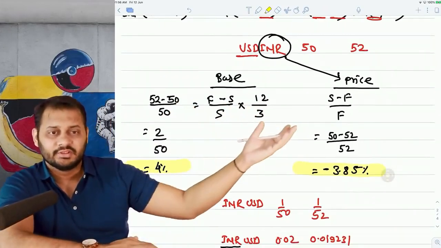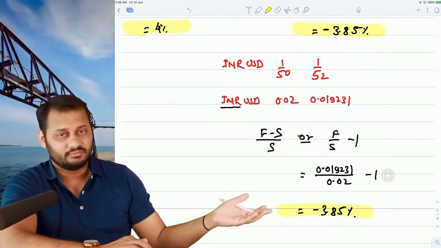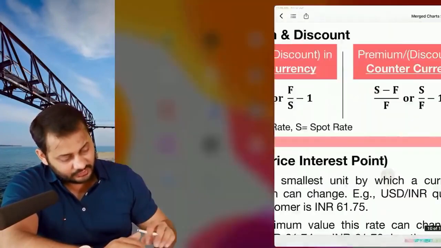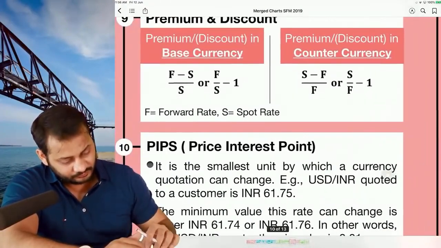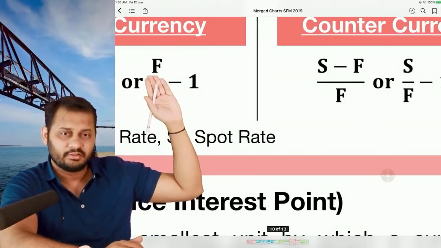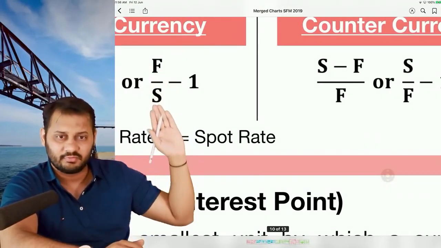See, using this formula, the answer is still the same. Okay, so this was all about premium and discount. Alright, F is in the denominator, it is the formula for base currency, F by S.